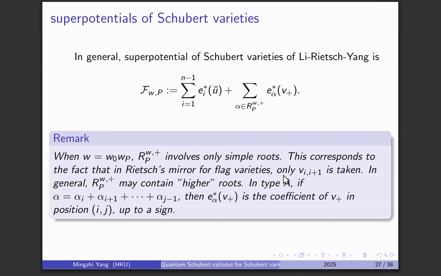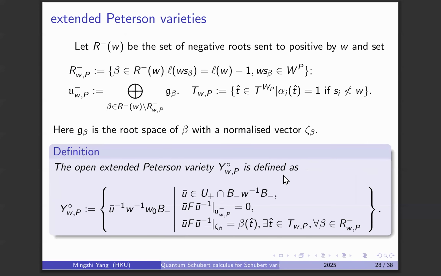And we also generalize the construction of the Peterson variety for Schubert varieties. And it again is a subvariety in G/B. I only construct the open part because the open part of the Peterson variety is the only thing you can recover from the superpotential. How do we define this?